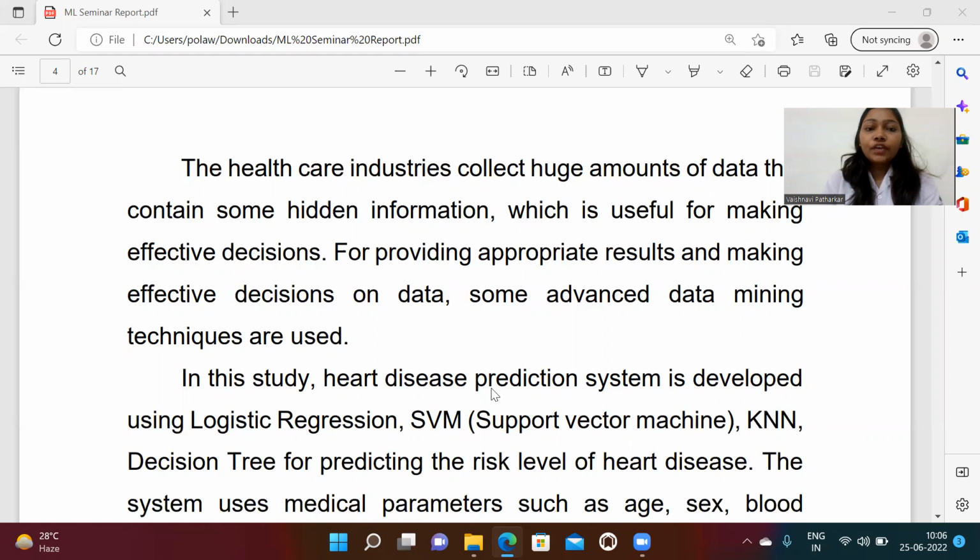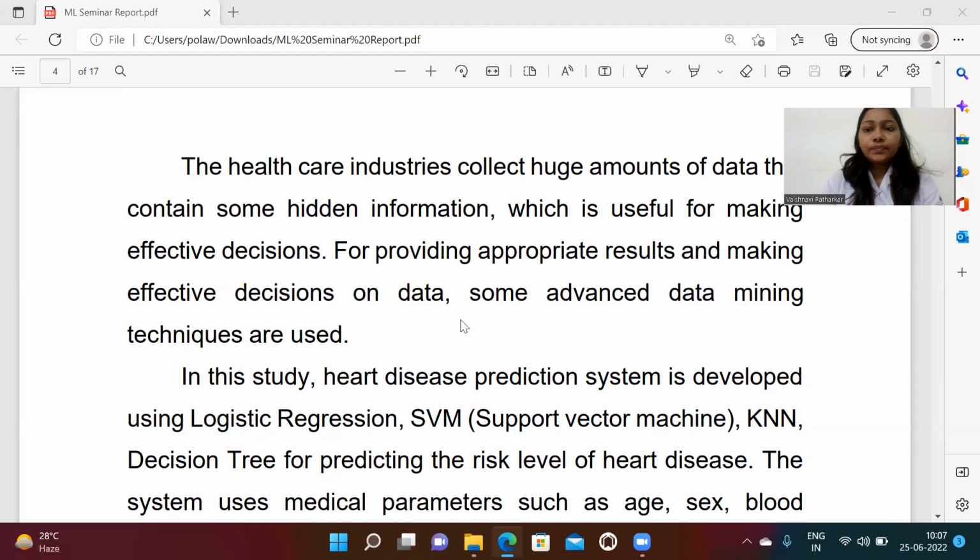So in this project, we have studied machine learning algorithms such as logistic regression, SVM, decision tree, k nearest neighbor on this data for making predictions on the risk level of heart disease, to make a heart disease prediction system. For this system we use parameters like age, sex, blood pressure, cholesterol, and obesity for prediction. This system predicts the likelihood of patients getting heart disease.